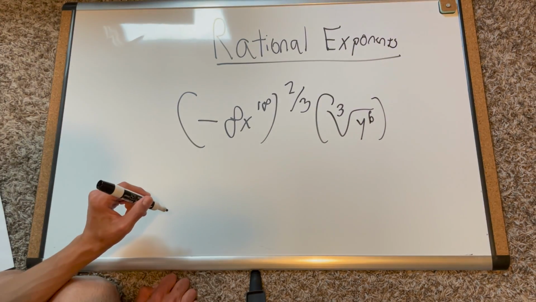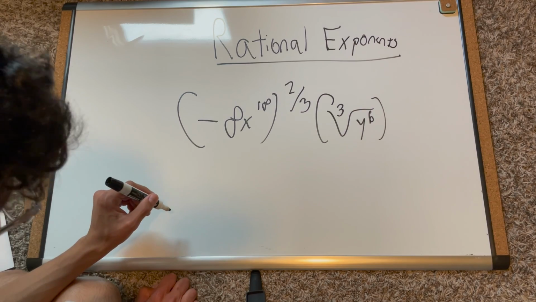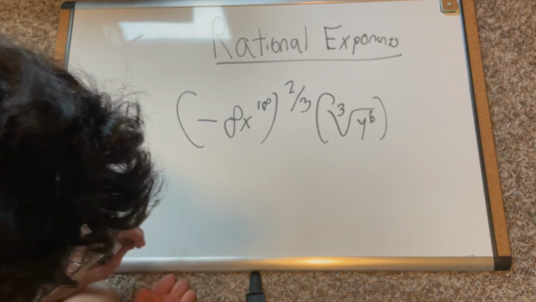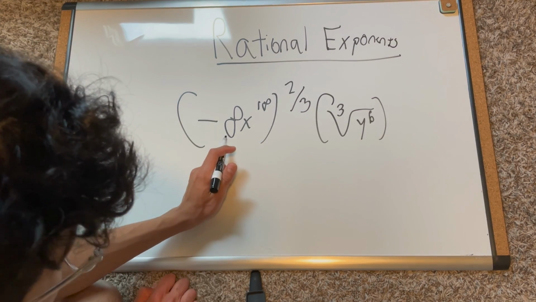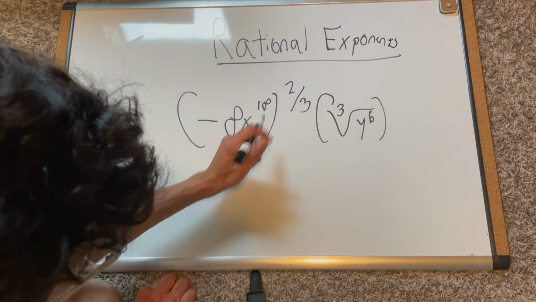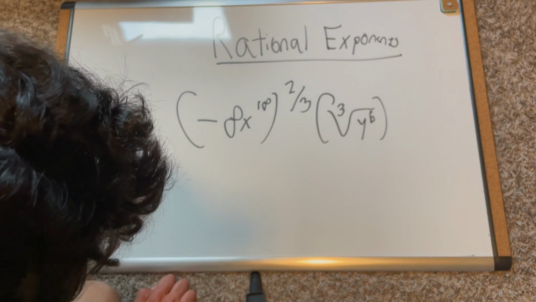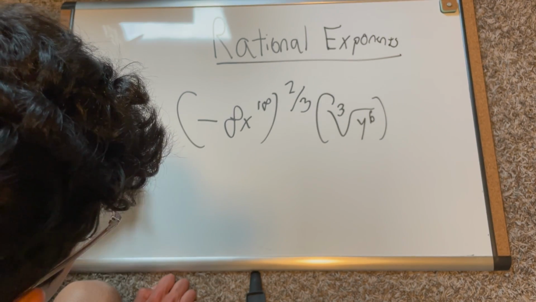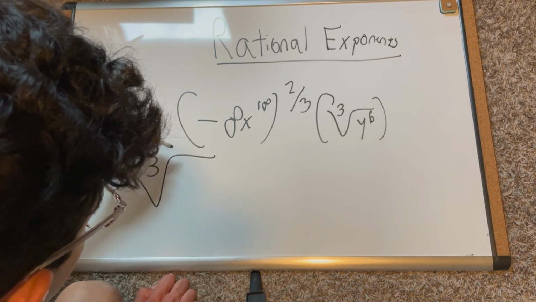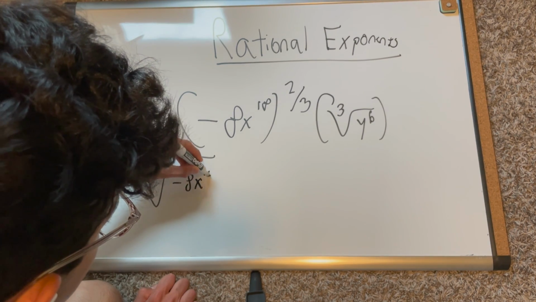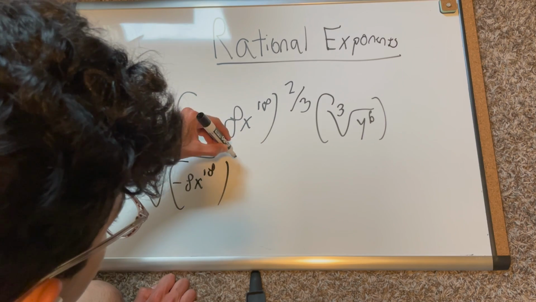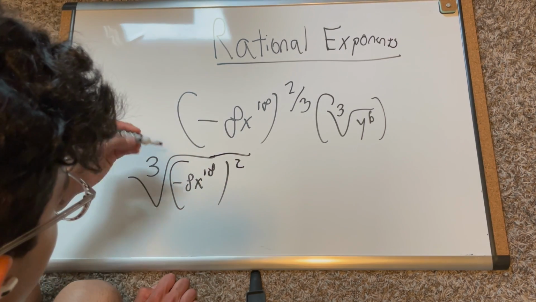Okay, a lot of steps to do here. But we could simplify this further. Let's turn this into radical form, actually. Because look at this. This can be cubed, and this can be divided by 3. You see that? So if you do that, cube root negative 8x to the 18th. Then remember, you get a square because this is a 2 there.